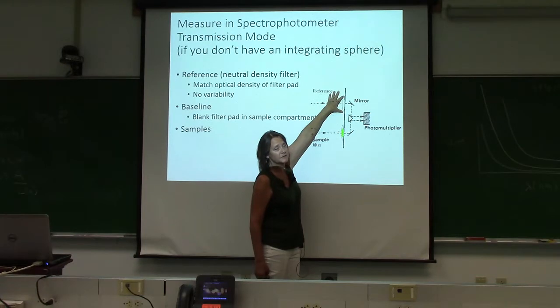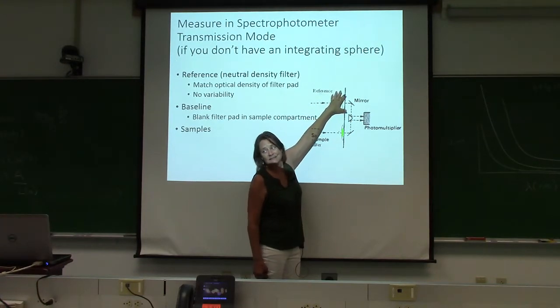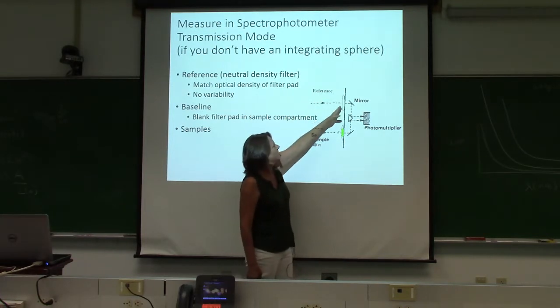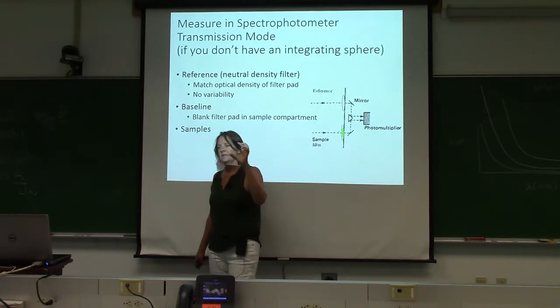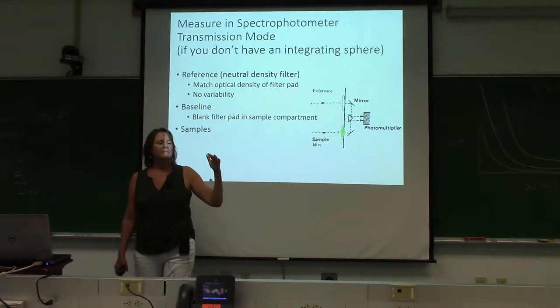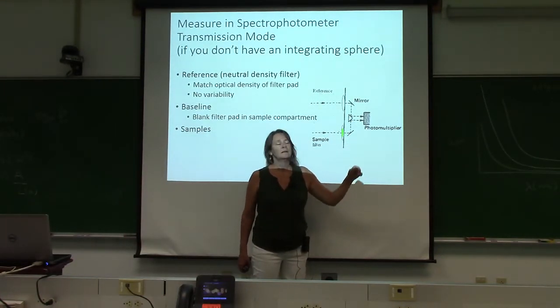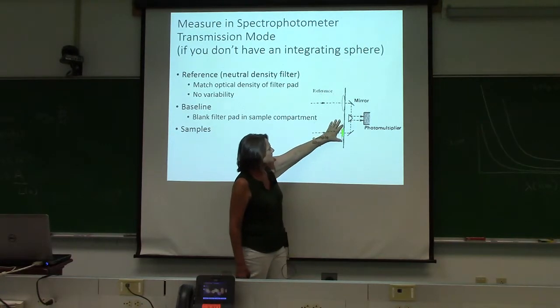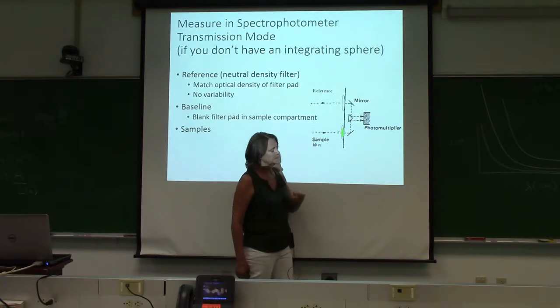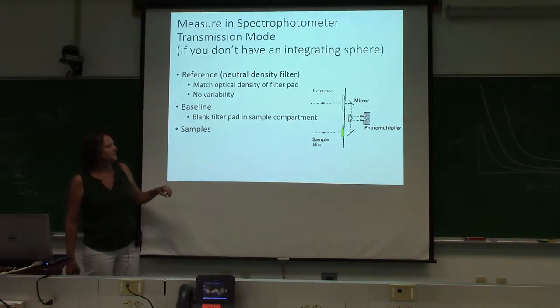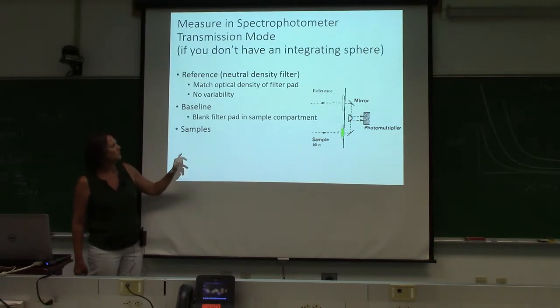You can use a wet filter, but you have to keep replacing it because as it dries out, it changes its optical properties. So I, in fact, just use a neutral density filter that's made of quartz that has the same optical thickness as a filter pad, but doesn't vary in time. And then I take a measurement with just a blank filter pad as my baseline, and then I can measure my sample. If that's a setup that you have in your lab, I'm happy to walk through that a little bit more.